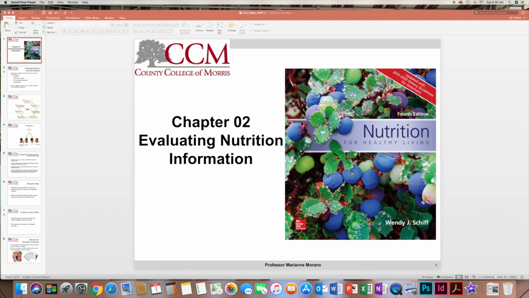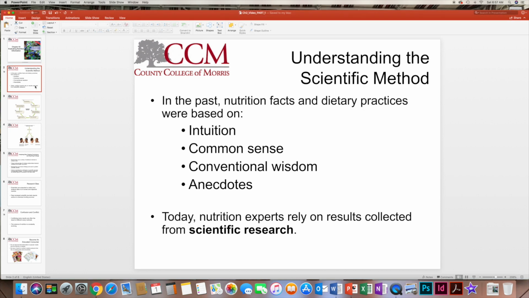So the purpose of this whole chapter is understanding the field of nutrition and how you have to really learn to discern between the material that's hype and the material that's fact. When we're talking about understanding what's going on in the nutrition world, we have to understand that in the past, people got facts based on their intuition, their common sense and wisdom, or short stories they used to hear. They really didn't do any scientific research per se to verify their findings.